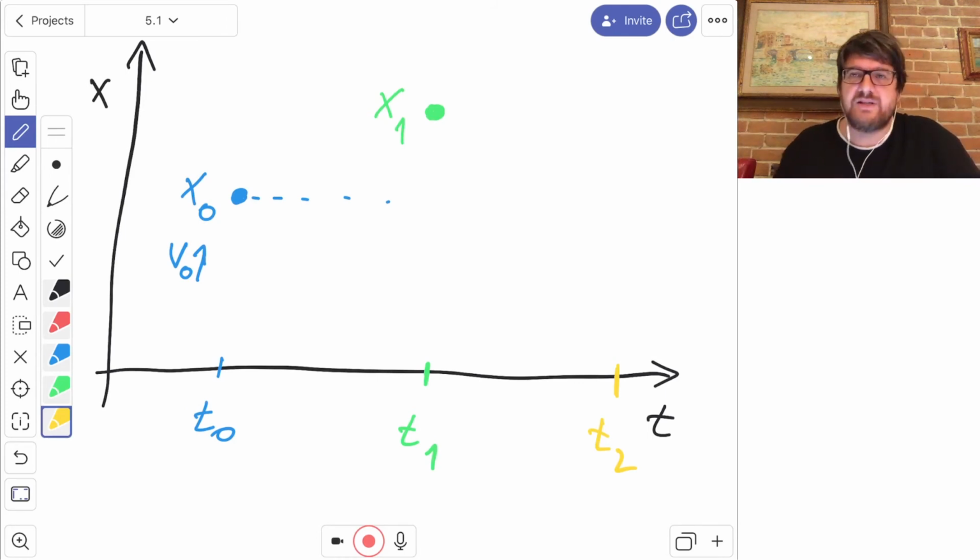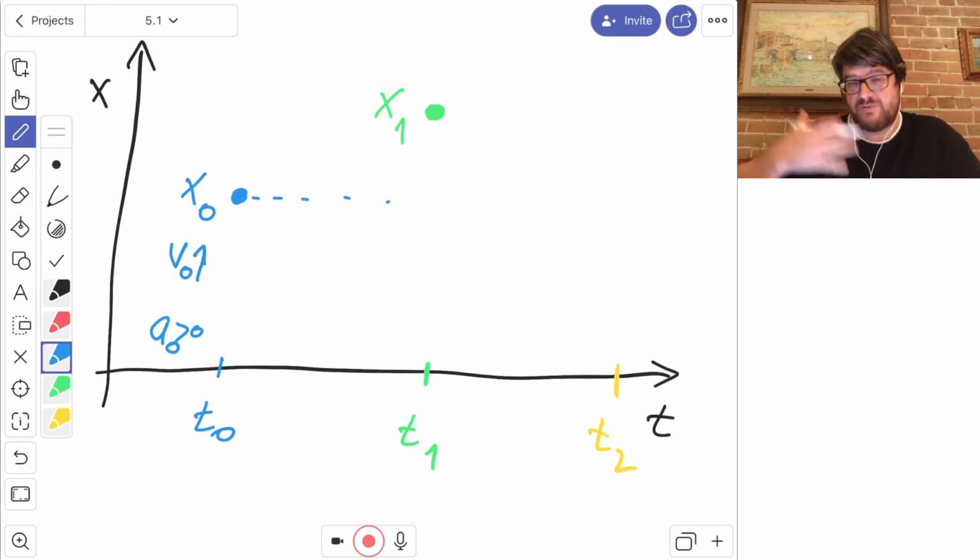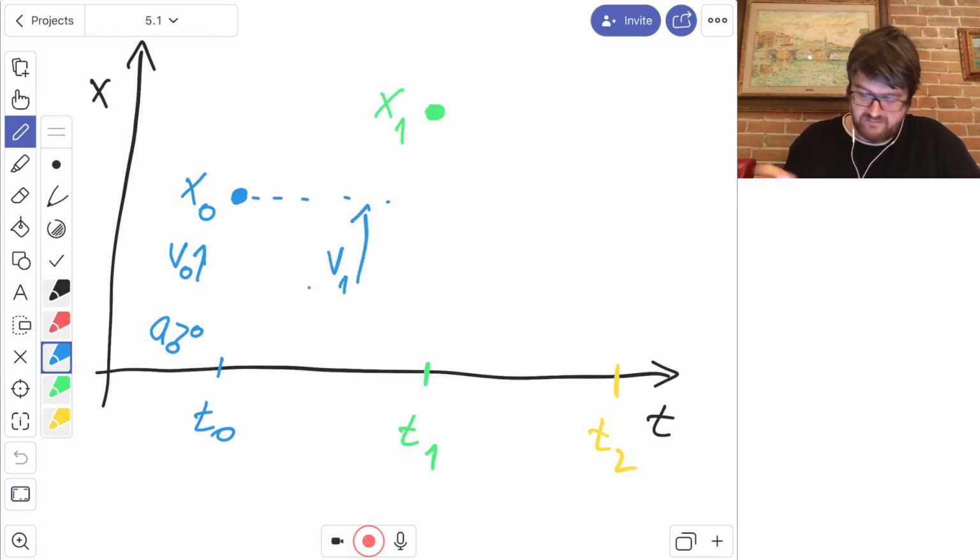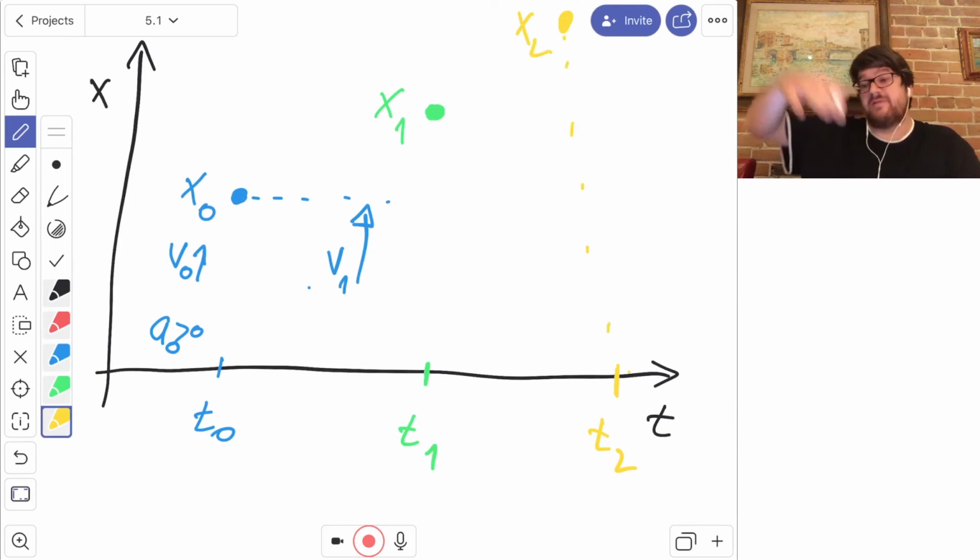Maybe we can add more information in t0. So what if we have the acceleration a0 of this particle? The acceleration is the rate of change of the velocity. If we know the rate of change of the velocity, then we can estimate: if the velocity was going up and the acceleration was positive, it means that at t1 the velocity is going to be slightly bigger. So the velocity v1 here is going to be even bigger. If it's even bigger, it means that my x1 is going to be even further out. I don't have too much space here, so let's say this is x2, so it goes up even faster.